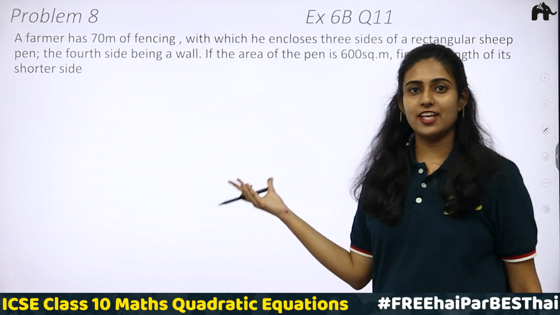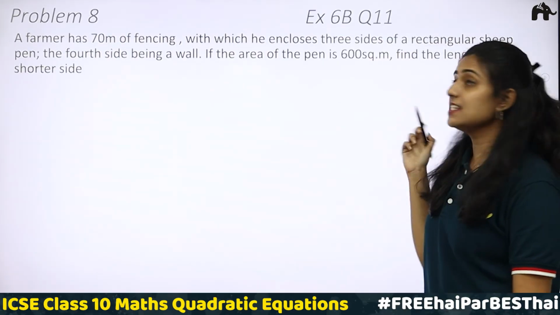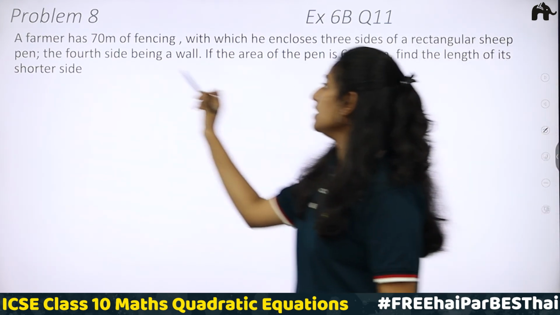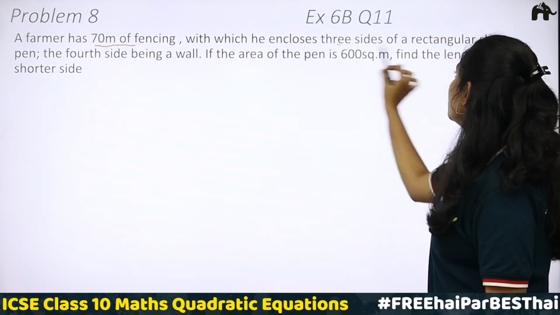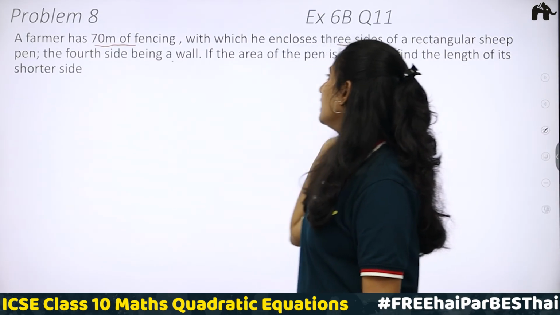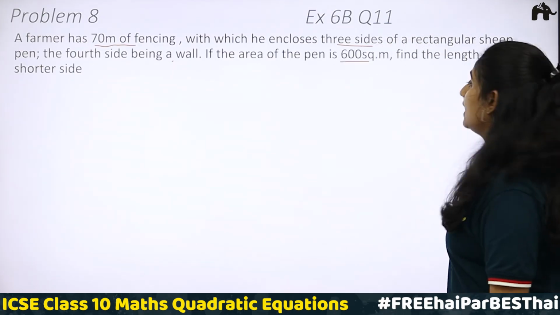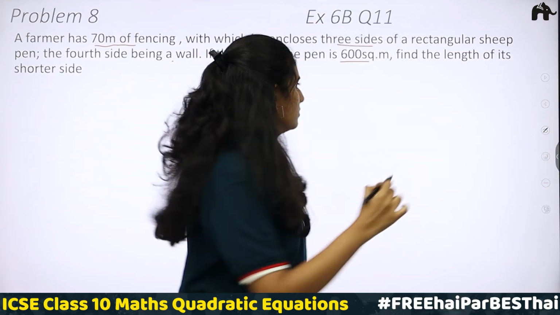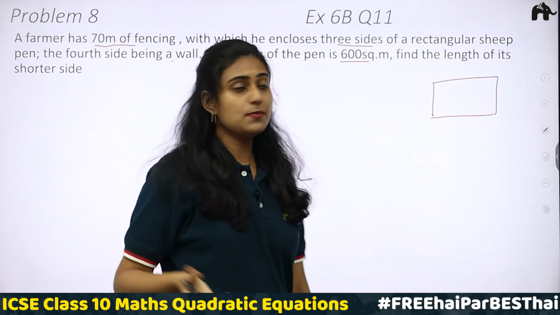Okay. Here we have our last question for today, problem 8, question 11 of exercise 6B. A farmer has 70 meter of fencing with which he encloses 3 sides of a rectangular sheep pen, the fourth side being a wall. If the area of the pen is 600 square meter, find the length of its shorter side. So this is a rectangular pen. Rectangular pen means it is a place where sheep are kept.